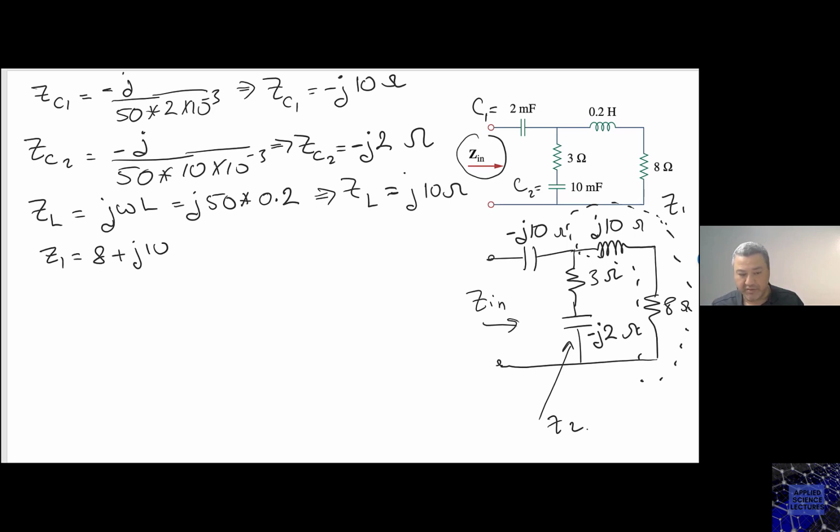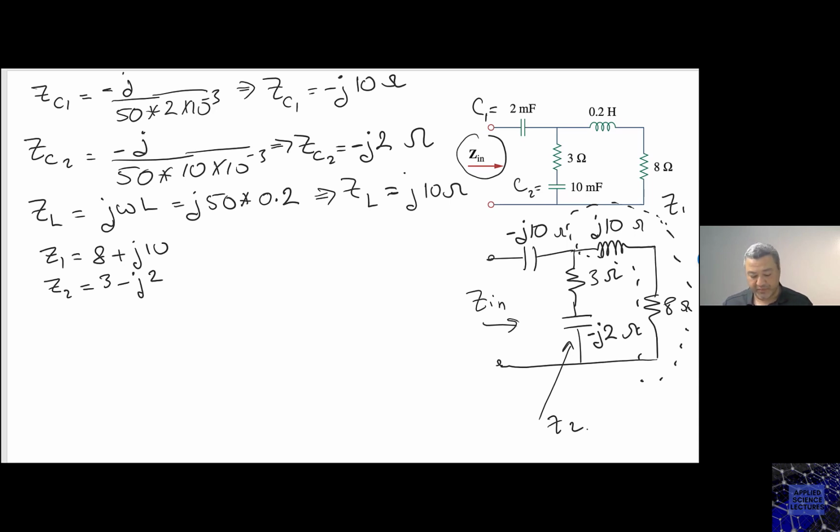Minus 2j and minus 10j are in parallel. That's not correct. Again, Z2, this branch, what's Z2? Let's take it step by step. Don't jump. Z2 is 3 minus j2. That's correct.